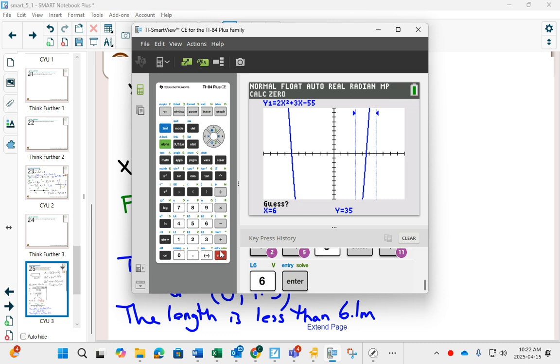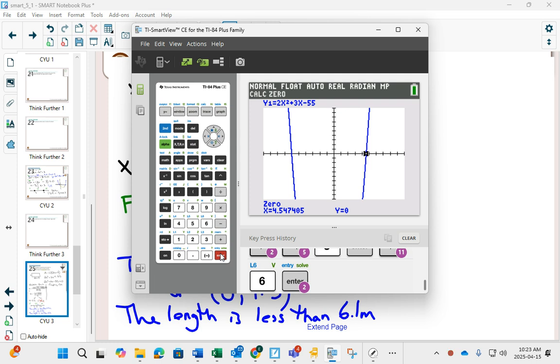Is my x-intercept between those two? Yes. So on the guess part, you push enter again, and here's the 4.547. So there is our first one. We don't have to find the negative one because we already know that that doesn't exist, but we could do this again and find the negative one.